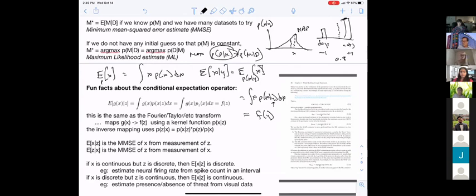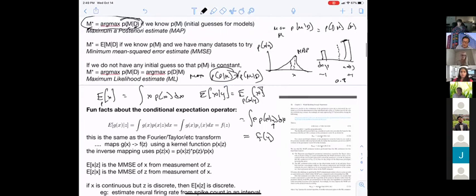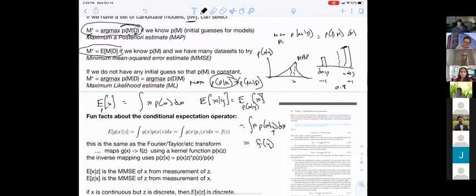Okay? And why is that important? Remember, this is the minimum mean squared error estimate. So the conditional expectation operator is the minimum mean squared error estimate of one thing from another. It's an estimator, and it's a function, right? It basically takes E of x given y. It's a function of y.